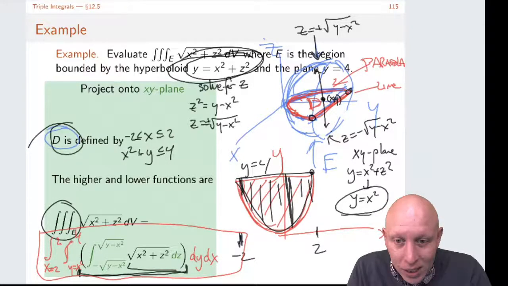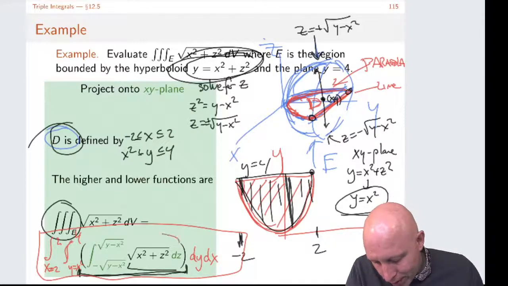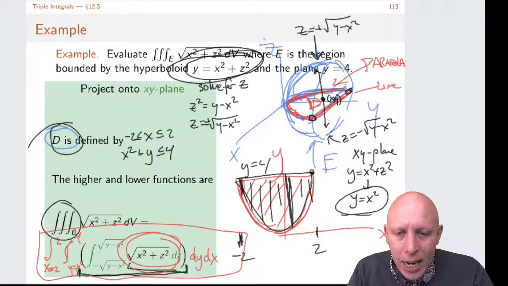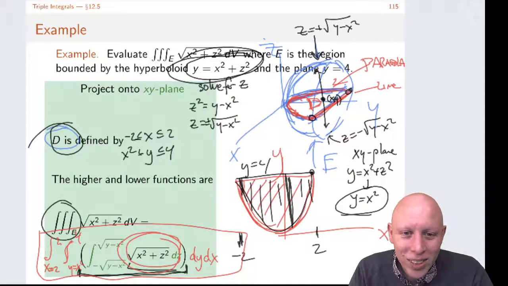Not easily, right? Because what do we have to do? We have to take the integral of this with respect to z. And that's not pleasant. The way you do that is probably some trig substitution, which would make your life really, really complicated. So what that's telling us is that's probably not the right way to set up this integral. And so you can just go, this was the wrong way to set up the integral.